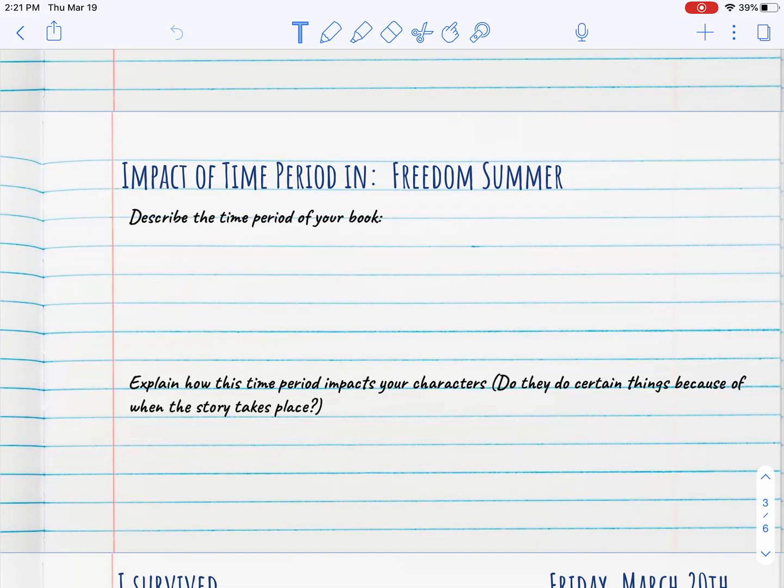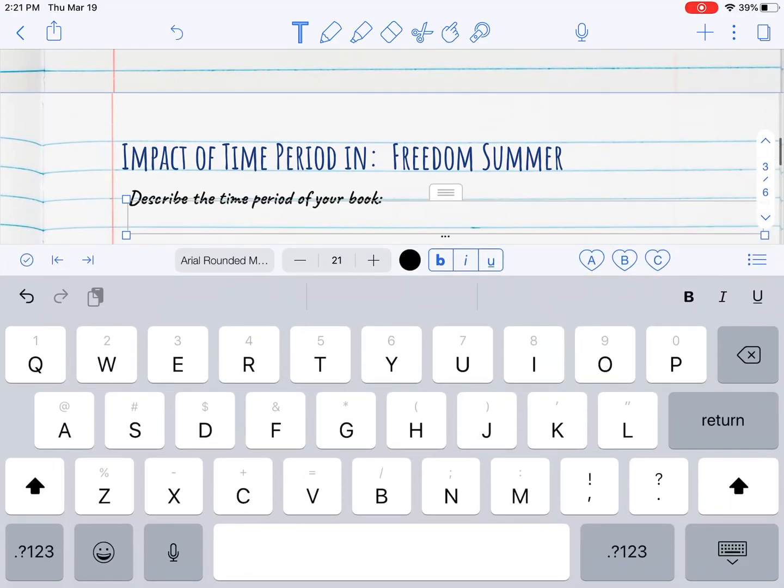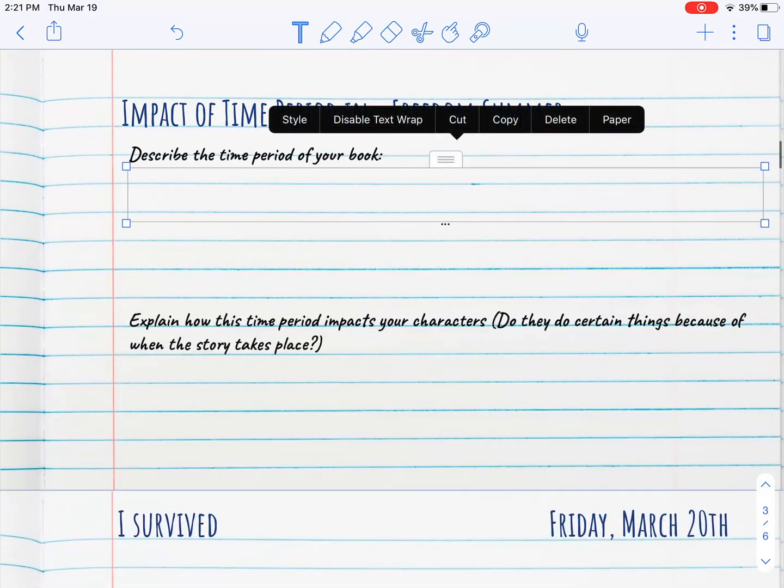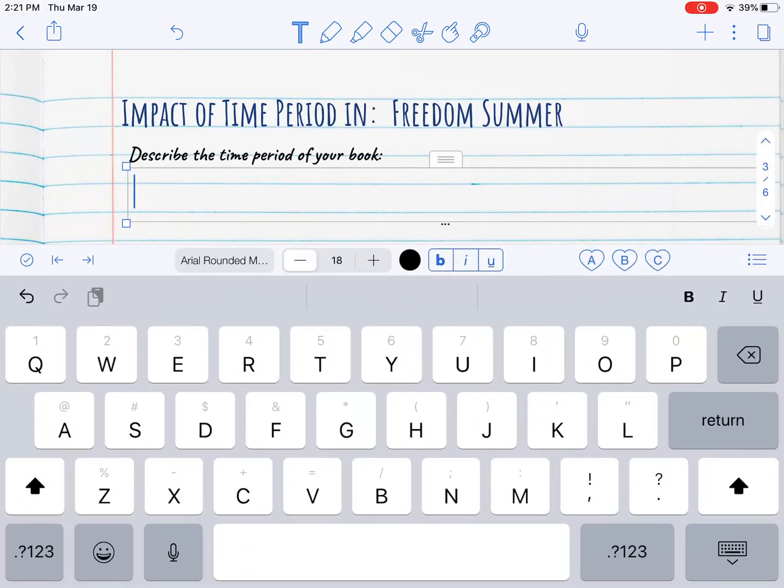Oftentimes with historical books, they give you a brief look into the time period. Just like in Freedom Summer, if you recall, before I read the book, there was a note about the text and it talked about the time period it took place. So, describe the time period of your book. So I'm going to do that for Freedom Summer, and then you are going to do this with your book club books.